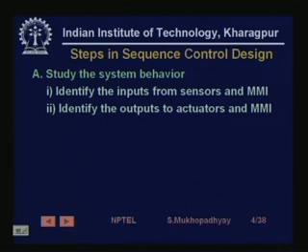Similarly, identify the outputs. So, switch on motor. Motor is an actuator, that is a kind of output. There is another kind of output, for example, switch on some indicator or some lamp, that would be an output which again goes to the MMI, or the man machine interface. So, we have to first identify these.